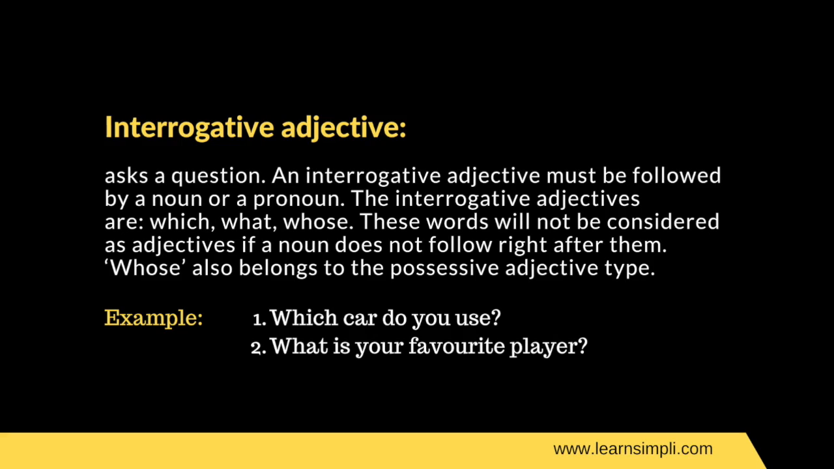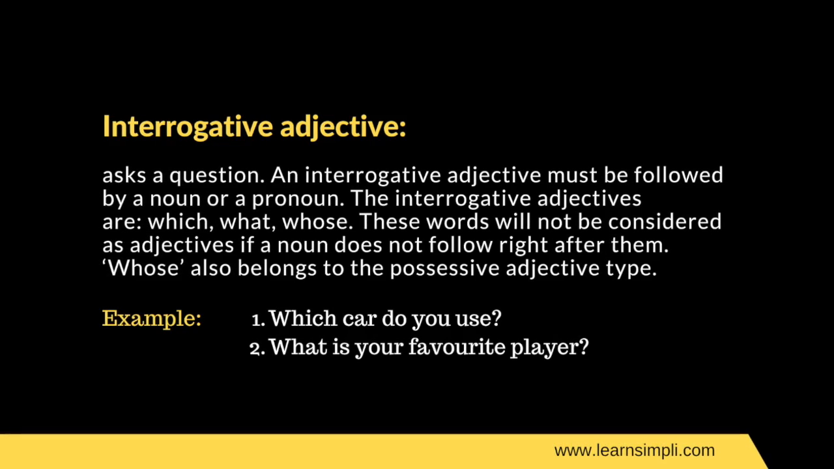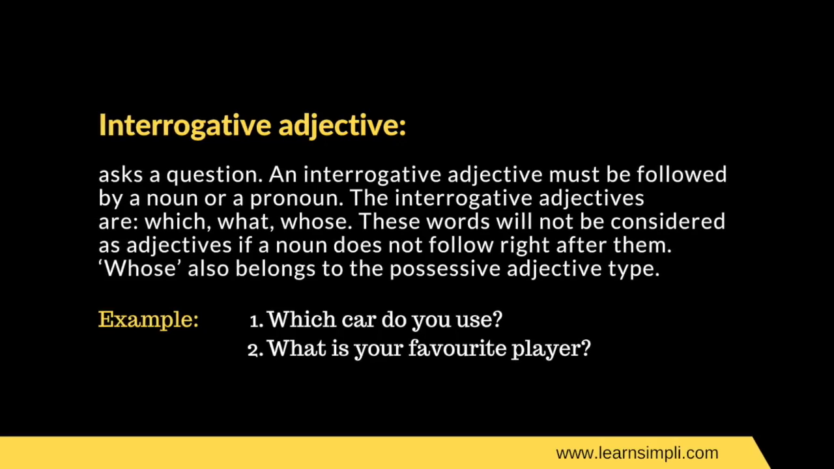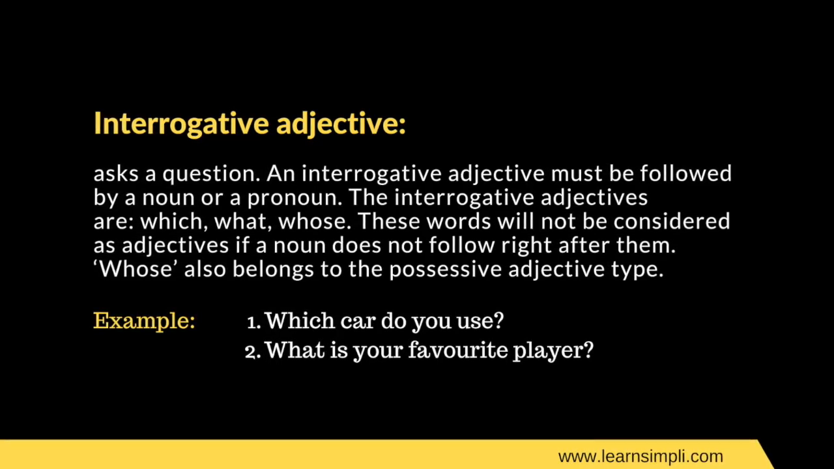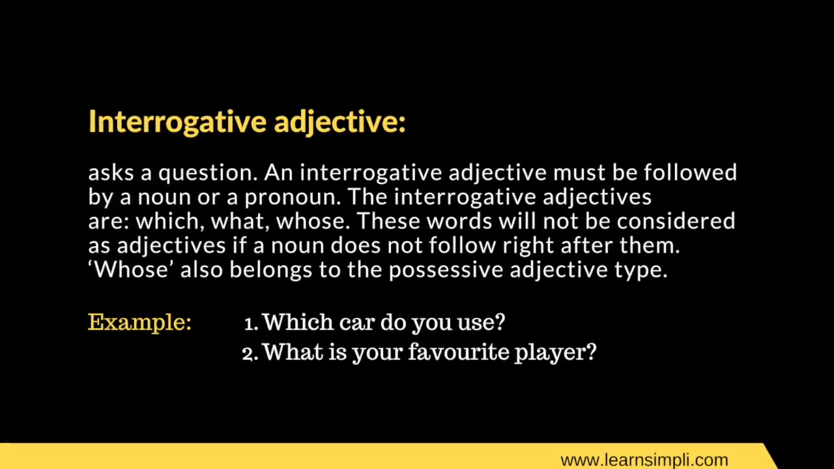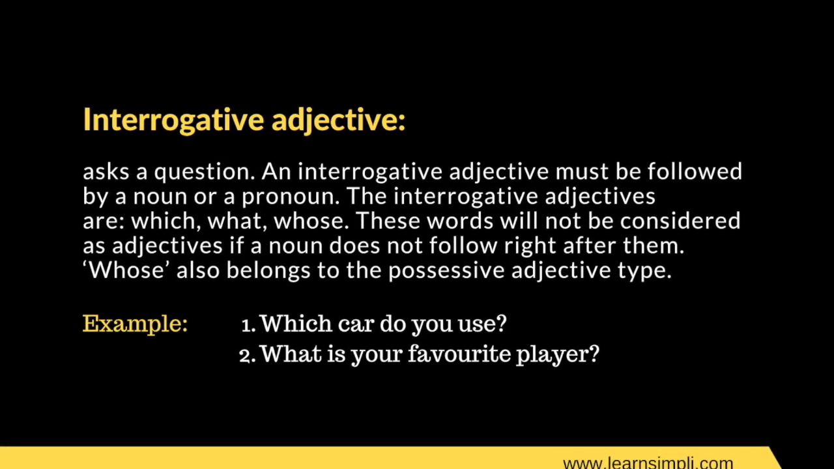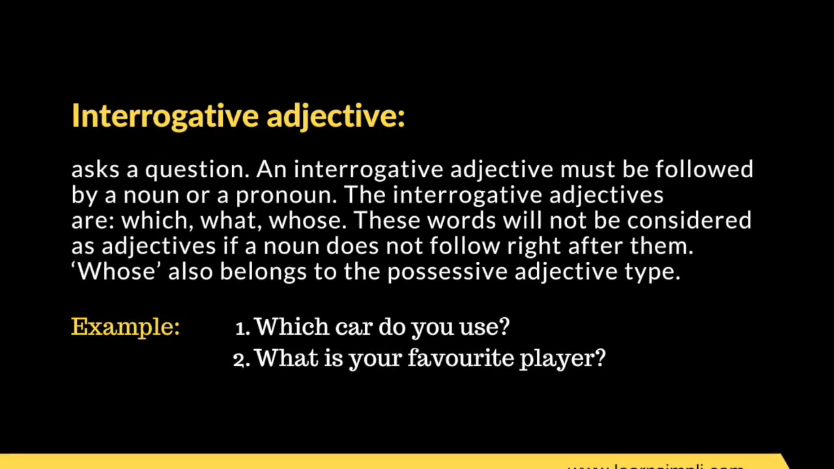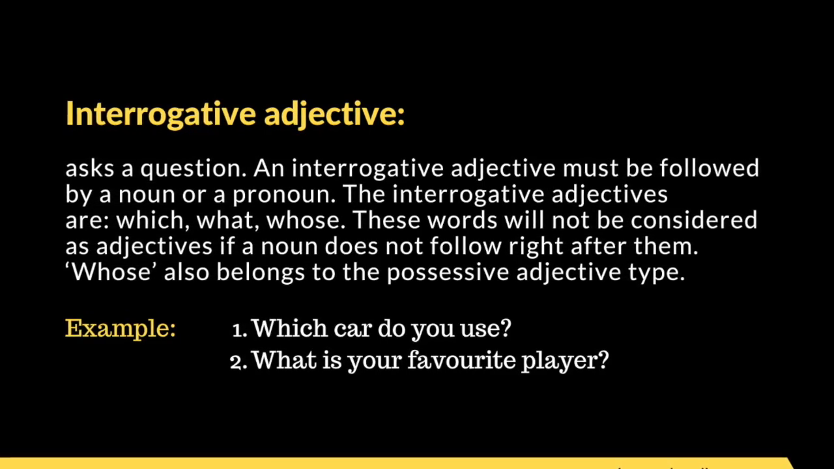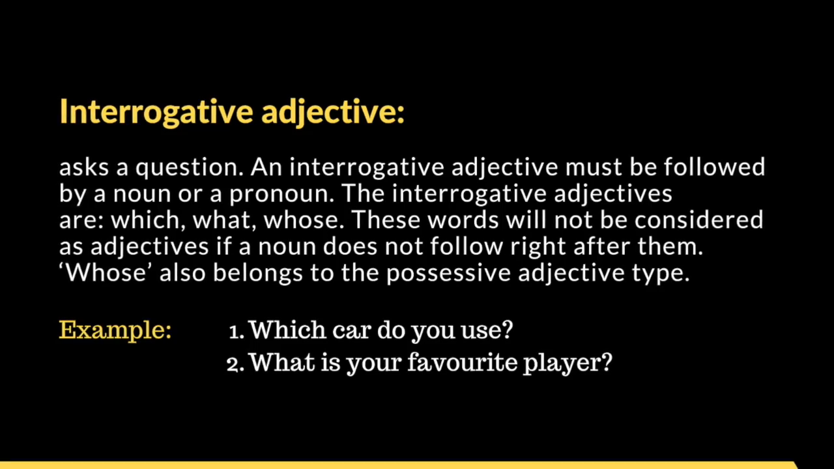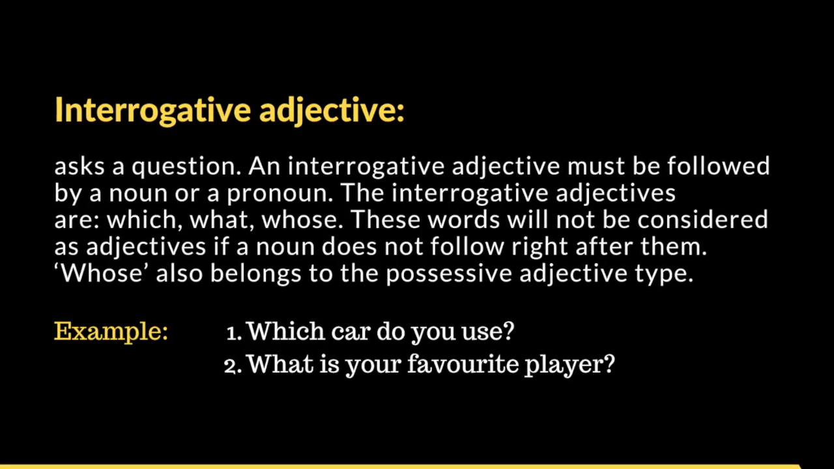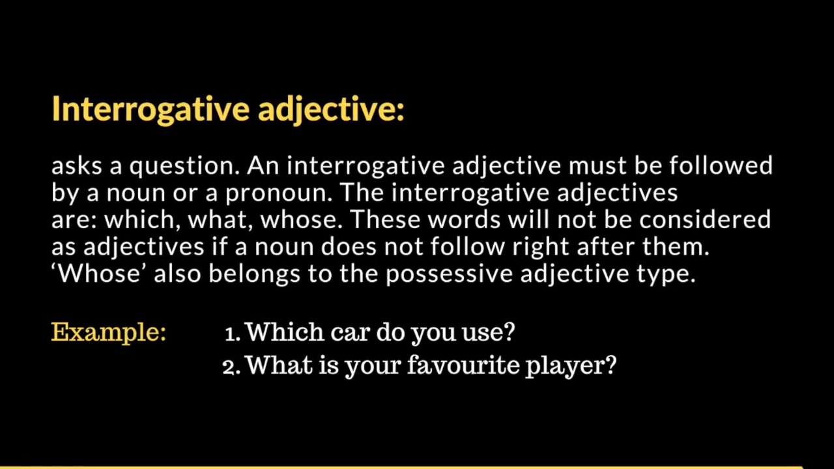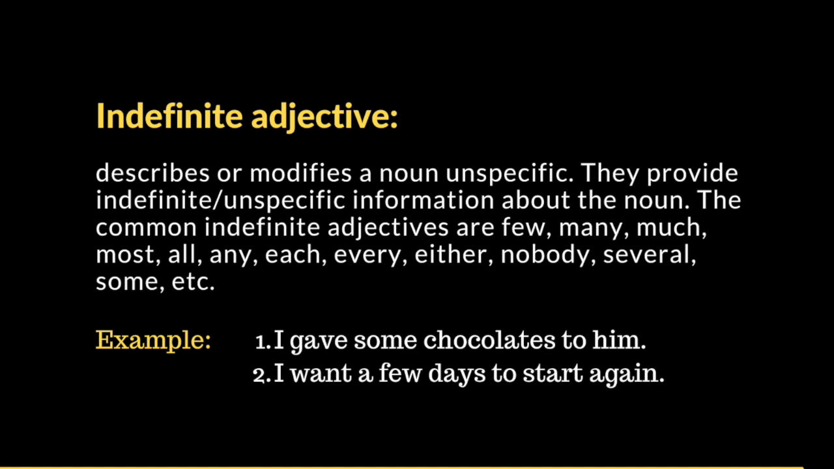An interrogative adjective asks a question. An interrogative adjective must be followed by a noun or pronoun. The interrogative adjectives are which, what, whose. These words will not be considered as adjectives if a noun does not follow right after them. Whose also belongs to the possessive adjective type. Example: which car do you use? What is your favorite player?